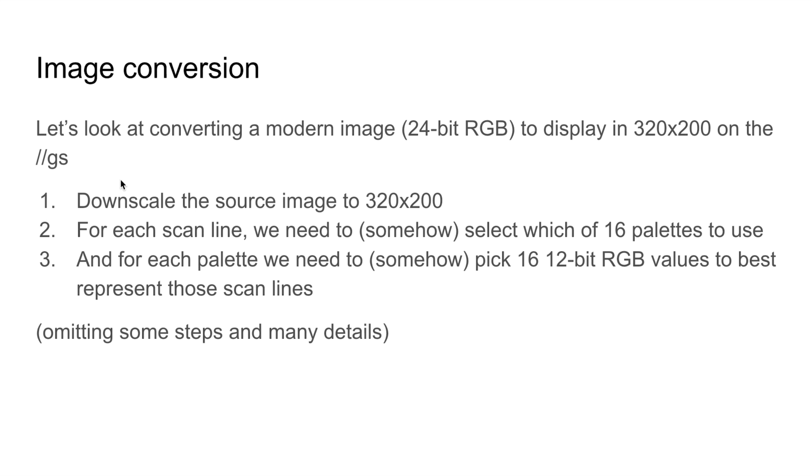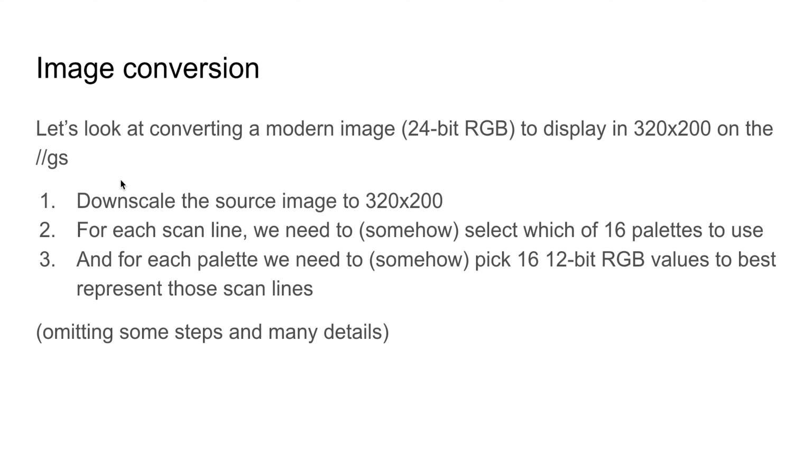So I'm not going to talk more about 640 mode because it's more complicated, and I didn't look into image conversions in that mode yet. But let's look at converting an image from a modern machine, which is typically going to be a 24-bit RGB image, to be able to display in 320 by 200 mode on the 2GS. So the first thing we have to do is to downscale the image to the right resolution, and that's straightforward. But then there are 2 hard problems we need to figure out.